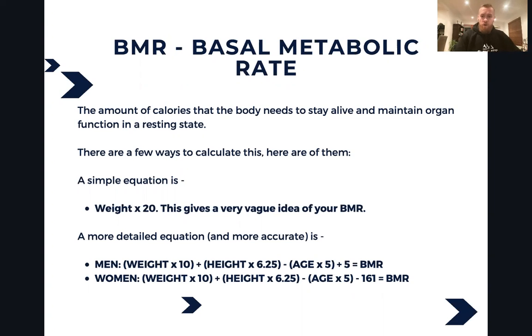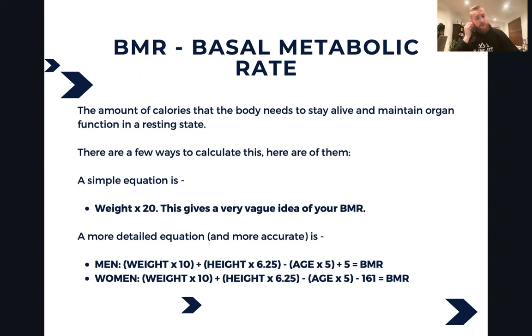So for a more detailed equation, you can use this. For men, your weight times 10 plus your height times 6.25 minus your age times 5 plus 5. That will be approximately your BMR. So pretty much what you get out of that is going to be about right, okay? Of course, there are going to be some slight variances from person to person, but it's going to be accurate enough for what we'd need it for.